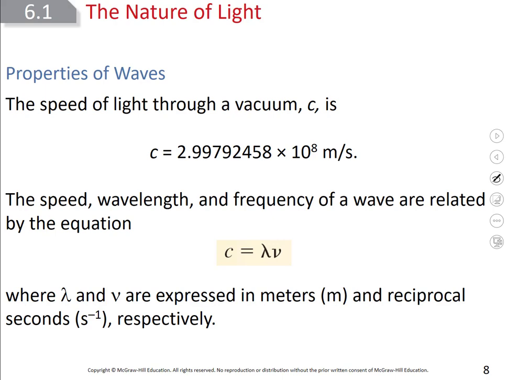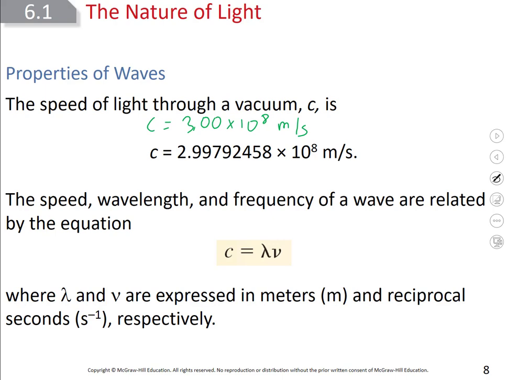We'll round to 3.00 times 10 to the 8th. So yes, they give it out to lots of significant figures here. We are going to round it, make our lives a lot easier, to 3.00 times 10 to the 8th, and that is meters per second, also known as the speed of light. Speed of light has the symbol lowercase c.